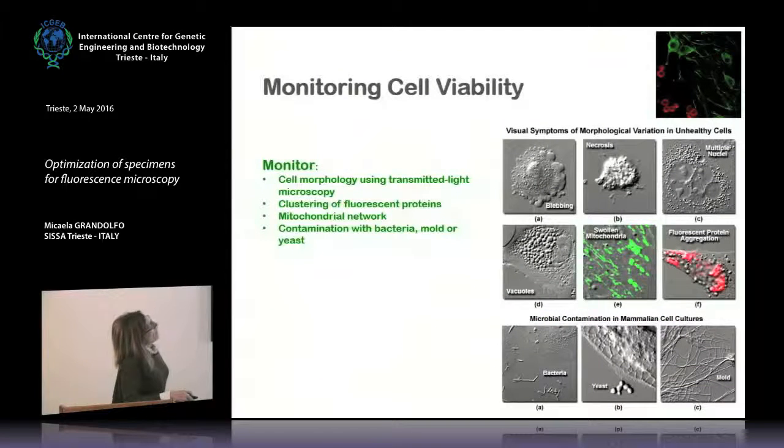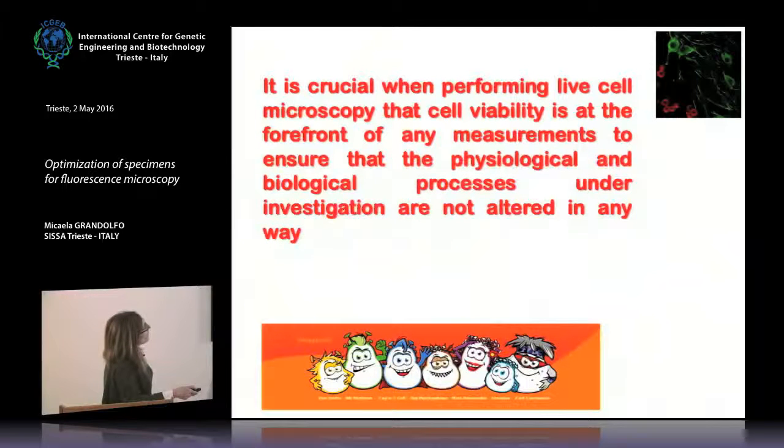Okay, so as I already suggested, it is very important to monitor your cells during the experiment. Have a look at the cell morphology using transmitted light microscopy, DIC or phase contrast. Check for clustering of fluorescent proteins, which is an index of suffering. Check the appearance of the mitochondrial network, and check, of course, for possible contamination with bacteria, mold, or yeast.